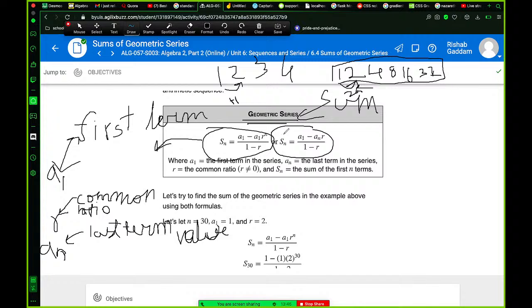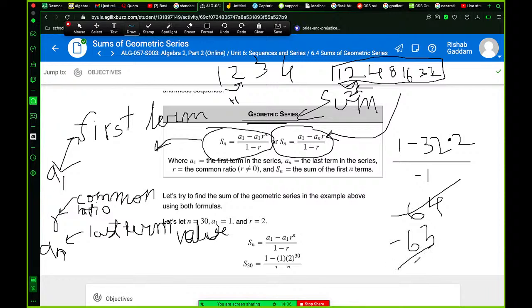So now let's plug this whole example into this formula. First, we plug in a1, so that's 1 times (1 minus 32 times R, which is 2), divided by 1 minus 2, which is negative 1. 32 times 2 is 64, so you have 1 minus 64, or negative 63, over negative 1. The negatives cancel out, and in the end this becomes 63.